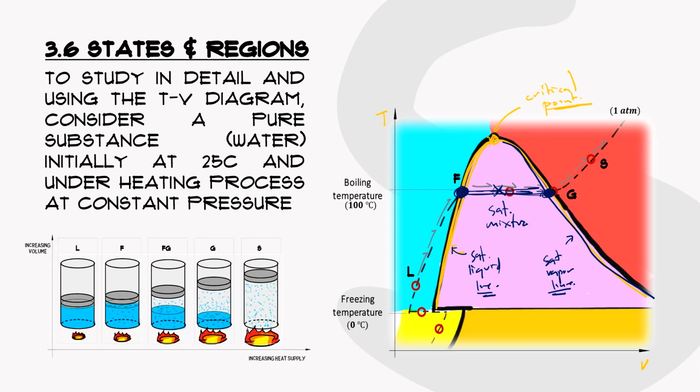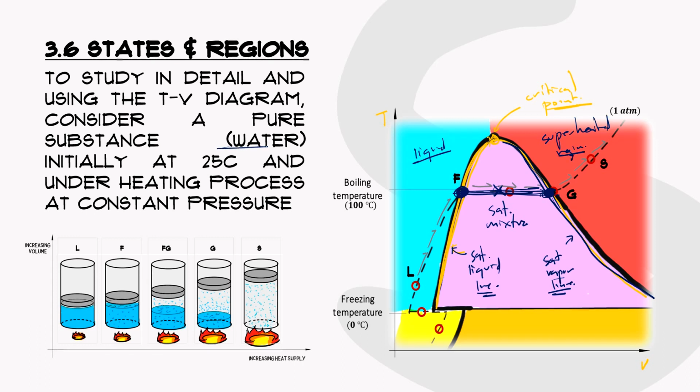So some portion of the substance is still in liquid phase, and another portion is already in its vapor phase. The region inside the curve is what we call the saturated mixture, and the region outside this saturated liquid line is the liquid region. To the right of the saturated vapor line is the superheated region.